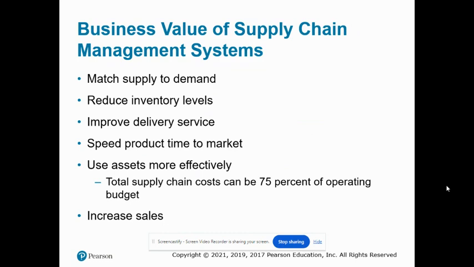This slide examines the value of using SCM systems to businesses. How can increased sales result from a more efficient supply chain?